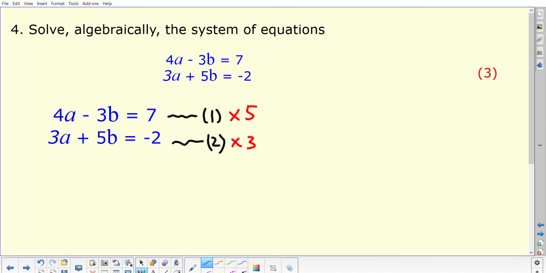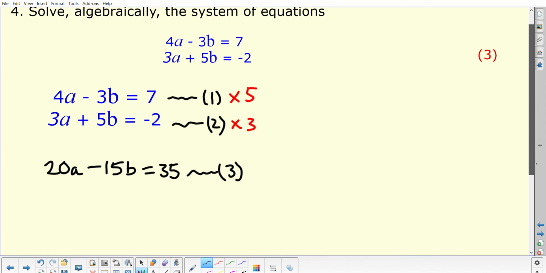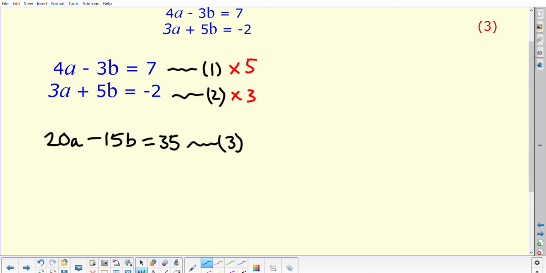So that does mean that my equation becomes 20a. So I'm timesing everything in this first equation by 5, so I get minus 15b, and I get 35. So I'm now going to call, because I've changed that, I'm now going to call that equation 3. Then I'm going to times everything by 3, so I get 9a plus 15b, and equals minus 6, and I'm going to call that equation 4.